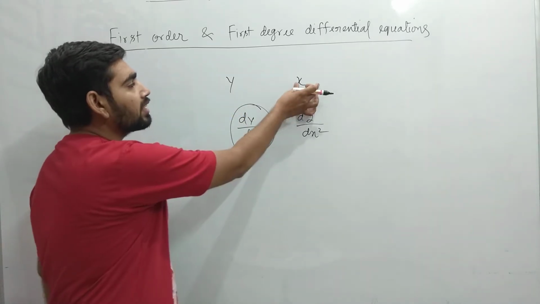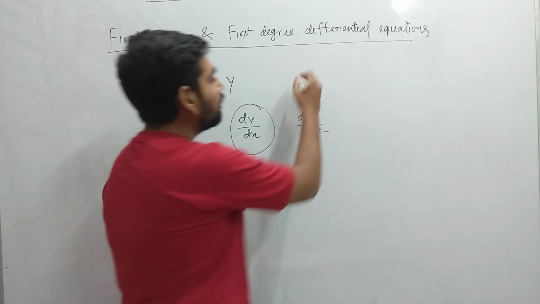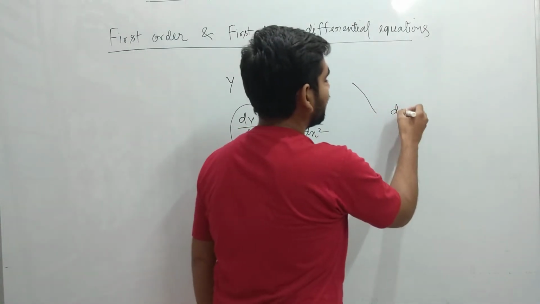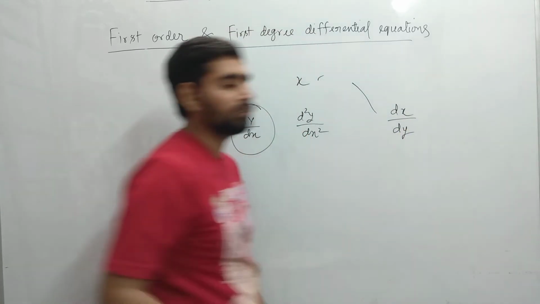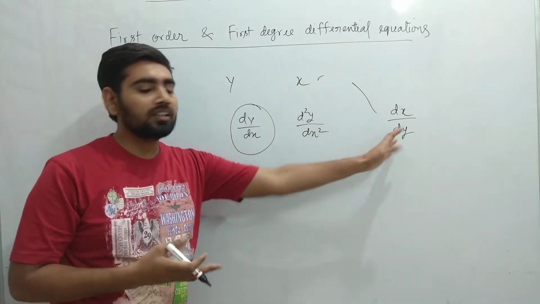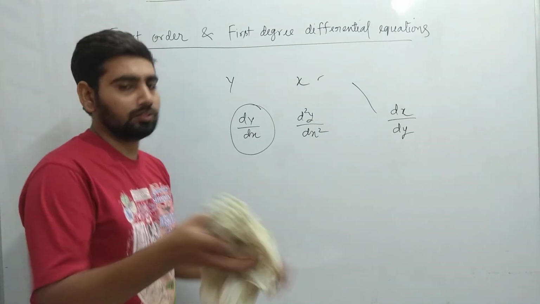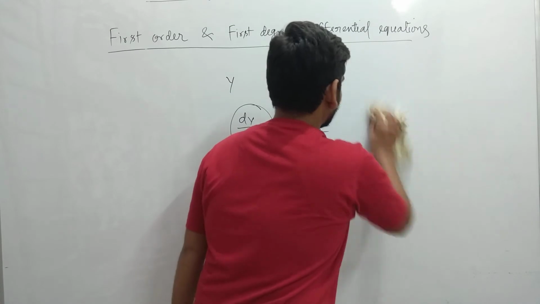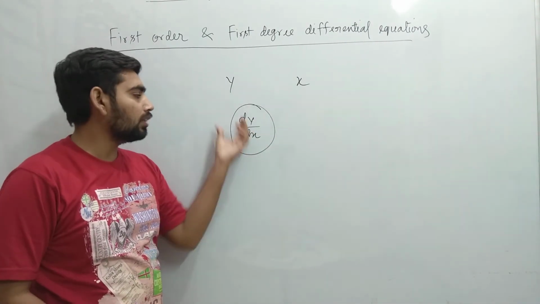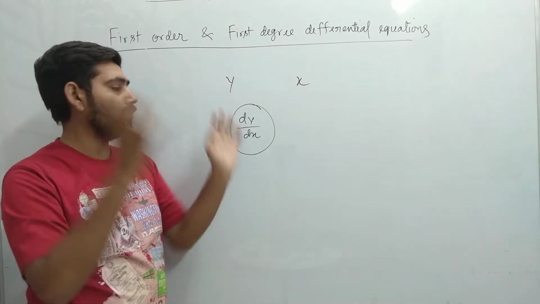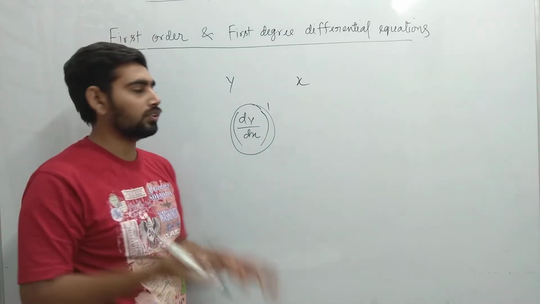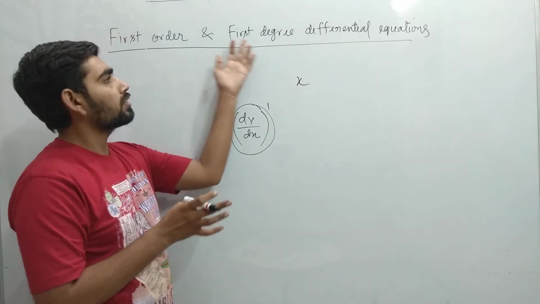If the dependent variable is x and the independent variable is y, then we will differentiate x with respect to y and the differential coefficient will be dx by dy. So we will have the differential coefficient dy by dx or dx by dy, or, if we change the variables, accordingly. And its degree, its power, must be 1 in the differential equation. So we will be dealing with first order and first degree differential equations.